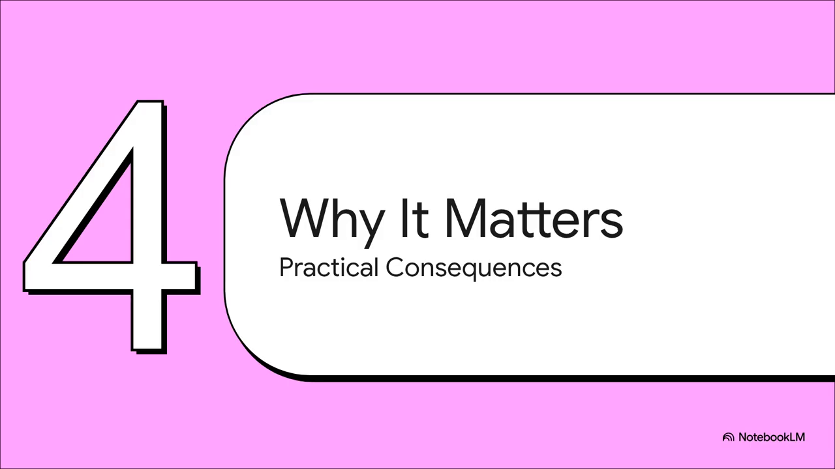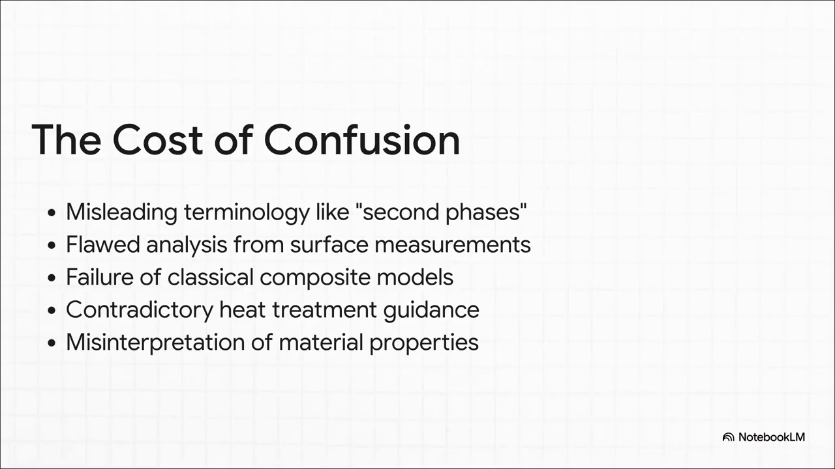So, why have we spent all this time hammering on this distinction? Well, because like we said at the very beginning, getting it wrong has real, practical consequences that go way beyond the lab. When you mix up these terms, you get a whole cascade of problems. You get these vague, confusing terms like second phases that just lump together completely different things. You end up with flawed data from your measurements. You get models that just don't work, and heat treatment instructions that seem to contradict each other. And at the end of the day, you can't actually predict how a material is going to behave.